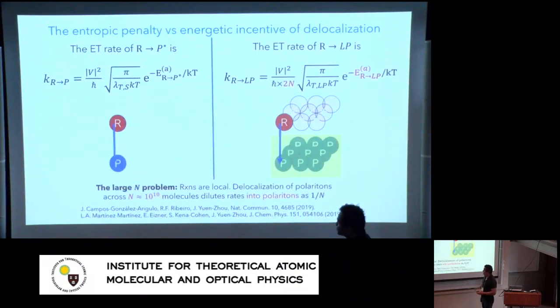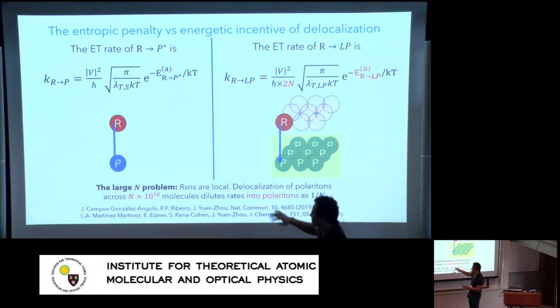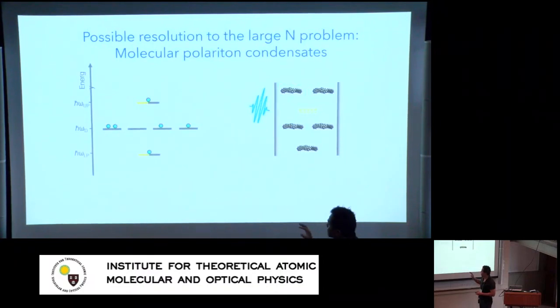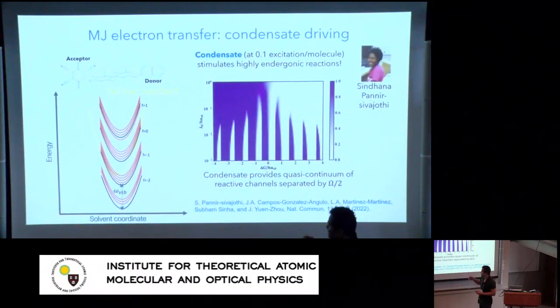And the real problem is the large N problem, right? Reactions are local, polaritons are delocalized. Why on earth would the reaction care about this delocalized object? There are these entropic penalties of the reactions if they pass through polaritons. Okay, I'm not going to talk about polariton condensation because I don't have time, but you can in principle use polariton condensates to exacerbate the rates of polaritons.